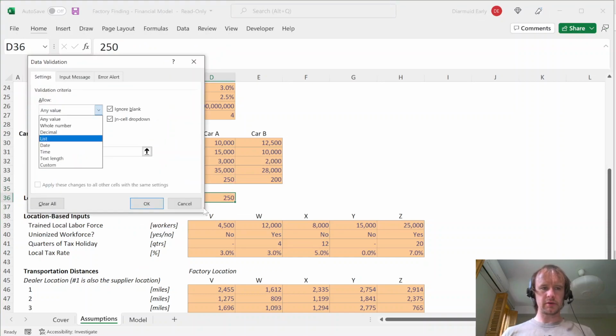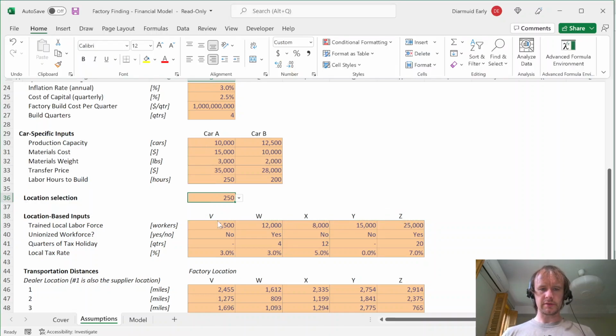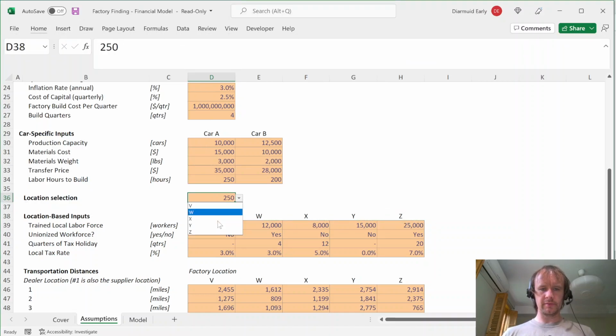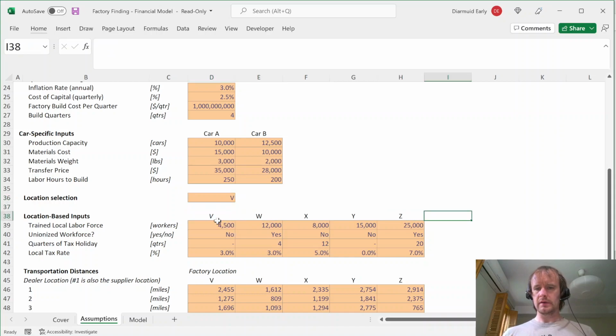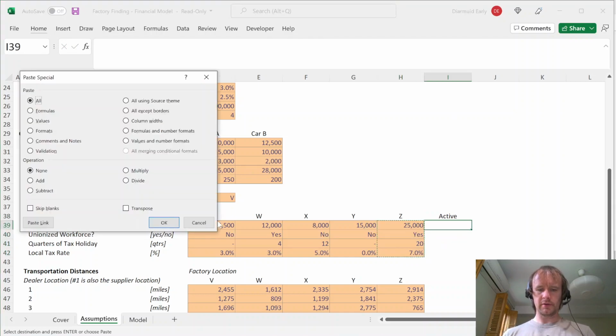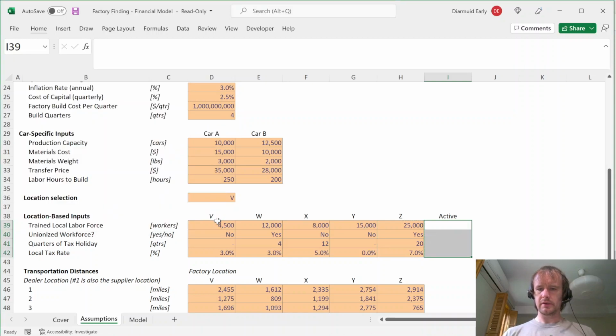And make that a drop-down list linked to here. Let's start off with that at V. And then I'm going to have active over here. First I'll copy, paste the formats, just the number formats. And then I will do an XLOOKUP.